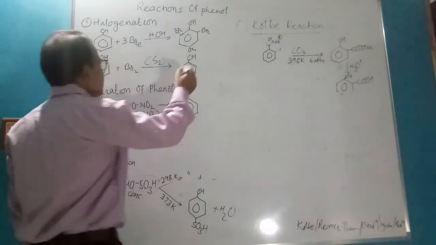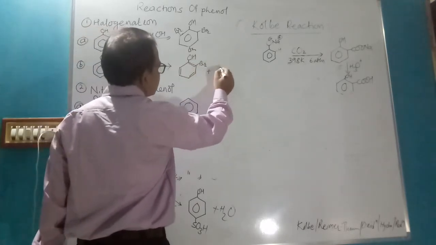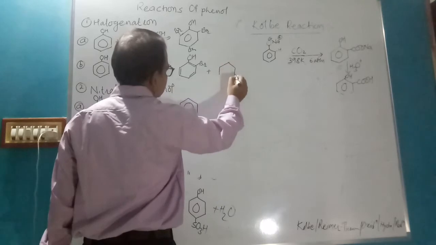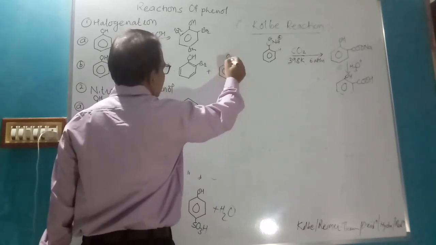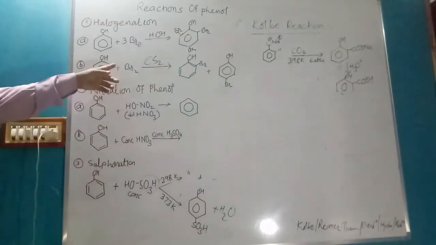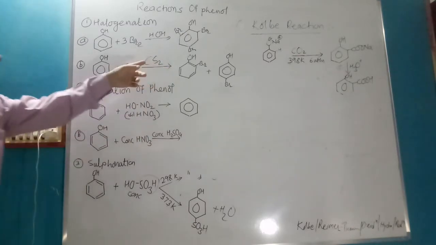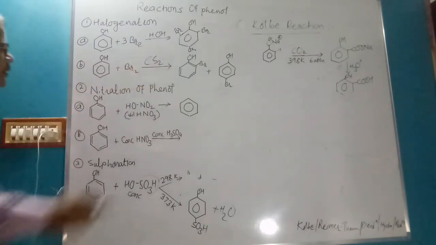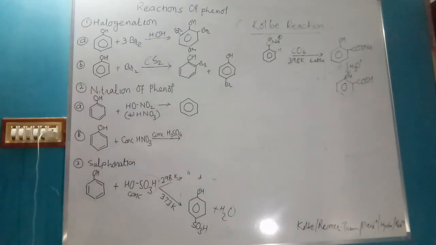This is phenol, so this is ortho bromophenol plus this is para bromophenol. So when phenol reacts with solvent like CS2, CHCl3, chloroform, carbon tetrachloride, it gives mixture of ortho and para bromophenol. Substitution takes place at ortho position and para position.